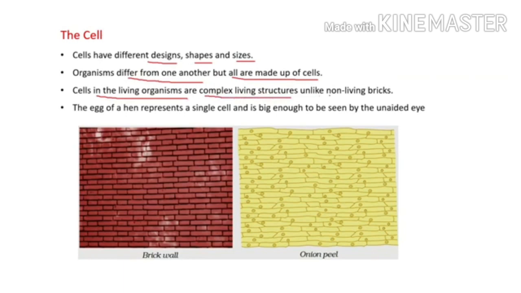Cells in the living organisms are complex living structures, unlike non-living bricks. The egg of a hen represents a single cell, but it is big enough to be seen by unaided eye. That means we can see it without the help of a microscope. Here you can see the arrangement of cells in an onion peel, which can be compared to the arrangement of any two bricks in a wall made up of brick.